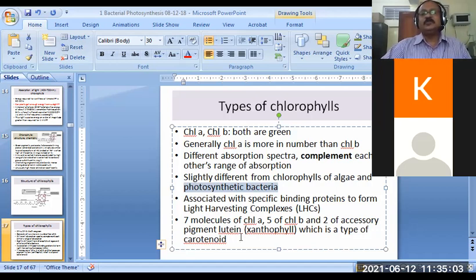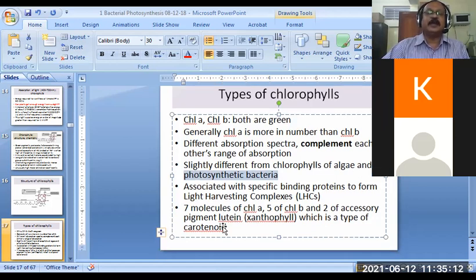So if you take a look at the light harvesting complex of a typical plant photosystem, then you have a structure like this. I'll show you the diagram.